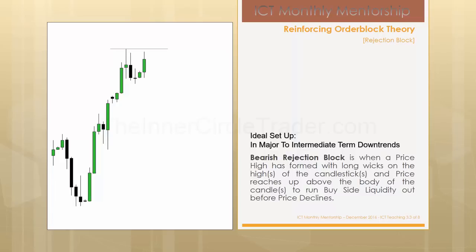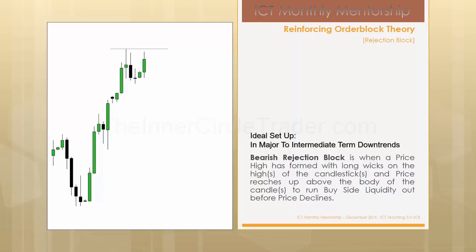Okay, we're going to talk about a bearish rejection block. And before we get into it, the ideal setups are found in major to intermediate term downtrends. And the bearish rejection block is when a price high has formed with long wicks on the high or highs. It can be more than one candle that forms a high of the candlestick or sticks, and price reaches up above the body of the candle or candles to run the buy side liquidity out before the price declines.